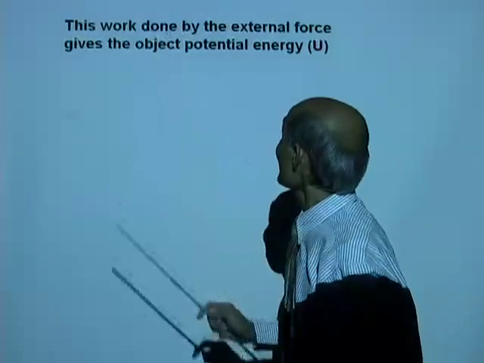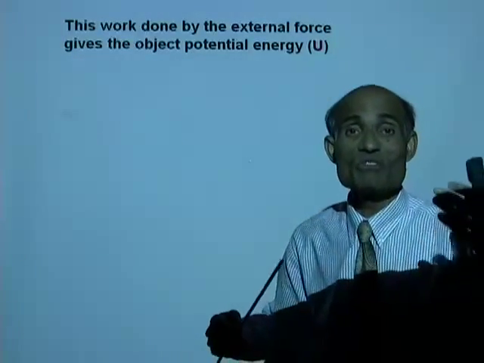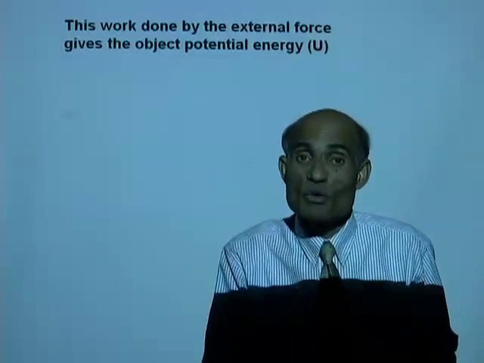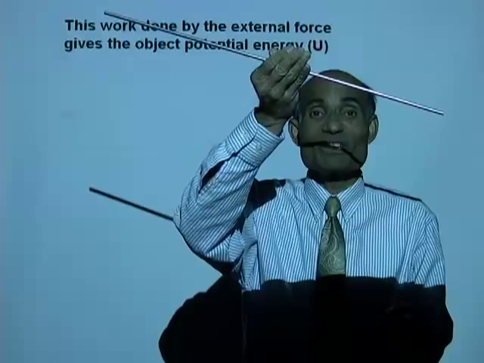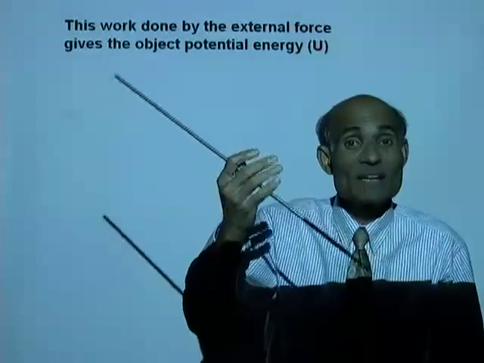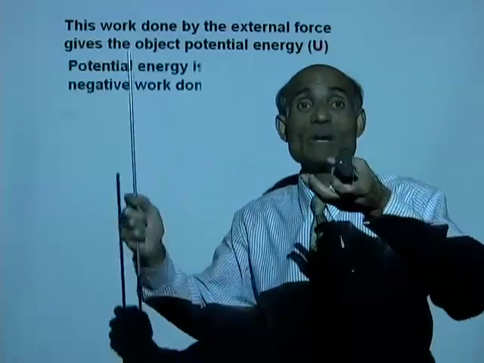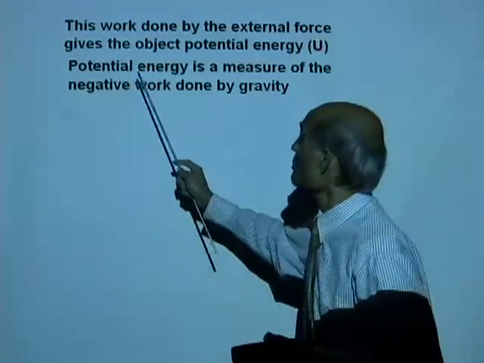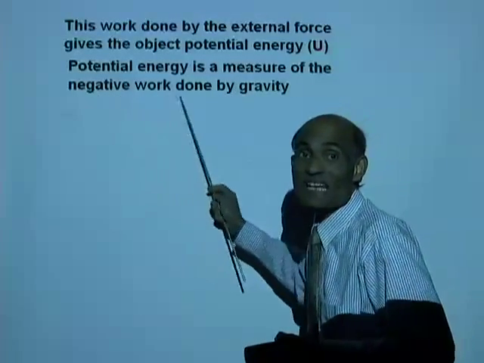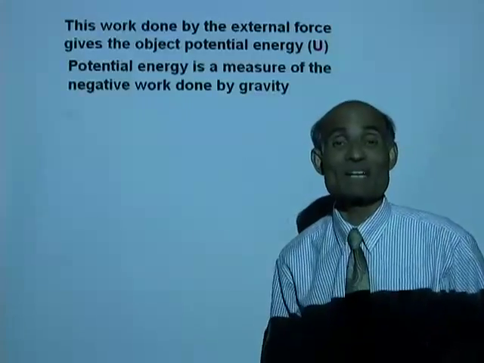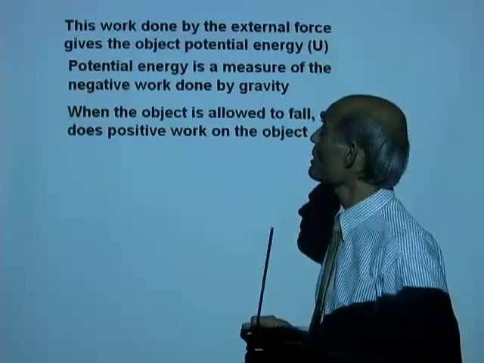Now, this work done by the external force gives the object a potential energy U. So the work done by the external force raises the potential energy, which is the same as saying that the negative work done by gravity raises the potential energy. The potential energy, therefore, is a measure of the negative work done by gravity. I hope that concept is clear. It's very important to know that.